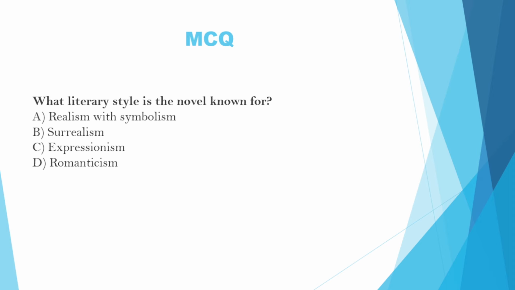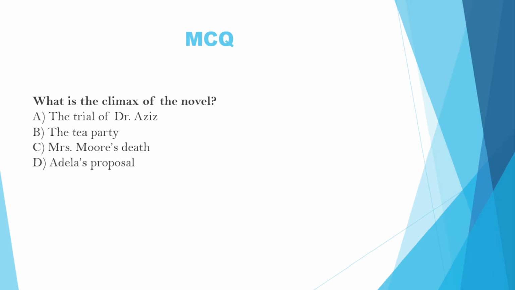Next question is, what literary style is the novel known for? Option A realism with symbolism, option B surrealism, option C expressionism, option D romanticism. The correct answer is A, realism with symbolism.